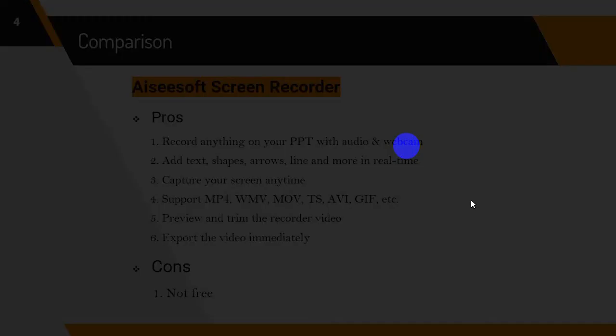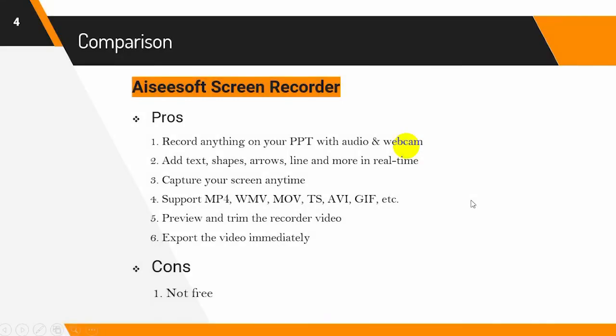As for Assistive Screen Recorder, it can do almost everything you can imagine. You can use it to record your presentation, your microphone and your webcam at the same time. And you can make notes in real time without smudging your slides. It also allows you to preview and trim your video as you want. The only shortcoming of this program is that the unlimited version is not free.